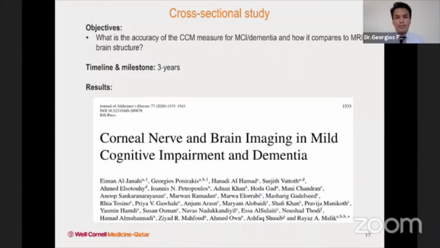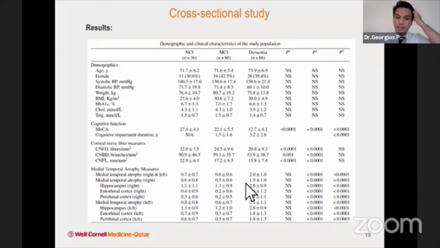And we show that, again, sorry in advance for the busy table, but what we'd like to show here is that here you have the parameters for the CCM. In this column, we have the parameters of the healthy controls, patients with mild cognitive impairment, and patients with dementia. And what we see here is that there's a significant reduction in the CCM measures in patients with mild cognitive impairment and also in patients with dementia. But although there is a reduction in patients with dementia, it is not significant.